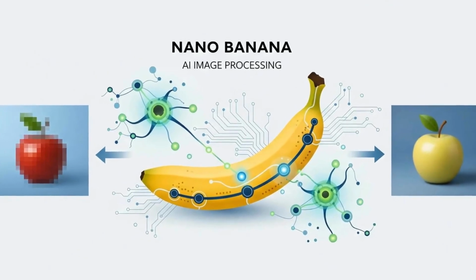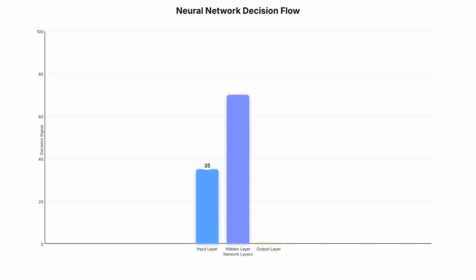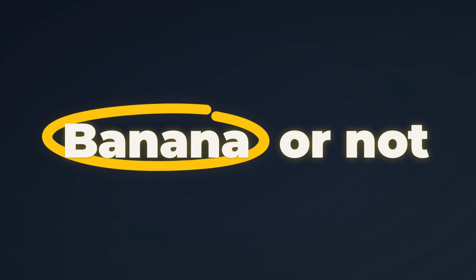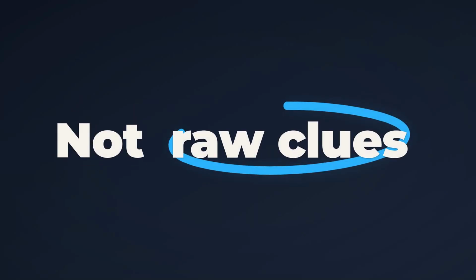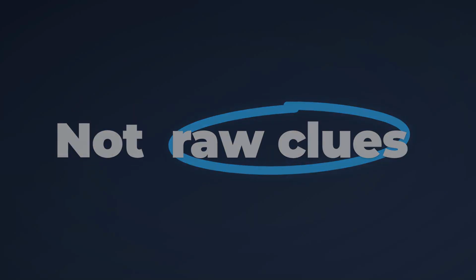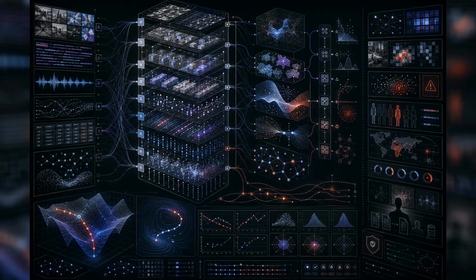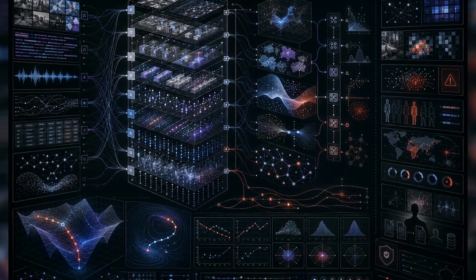At the end sits an output monkey, or a small group of output monkeys who make the final call. Banana or not banana, cat or dog, spam or not spam. Those middle monkeys aren't looking at the raw clues anymore. They're looking at combinations of clues, patterns of patterns.